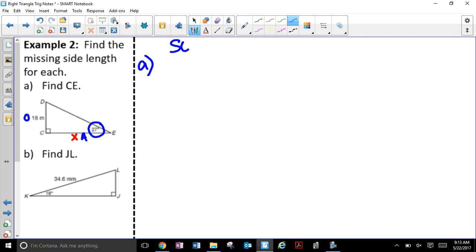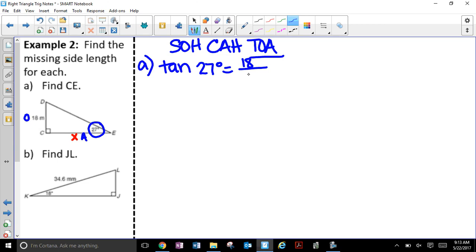So then I have my SOHCAHTOA up here. If you want to write that on your paper every single time, go ahead. So here I have the O and the A. We don't have the hypotenuse, which is okay. I just have the opposite leg, and then the adjacent leg is what I'm trying to find, and they gave me the angle. So then I'm using tangent for this problem. So tangent of the angle, which we know is 27 degrees, equals opposite over adjacent. The opposite was 18. The adjacent is what I called X because that's what we're solving for.